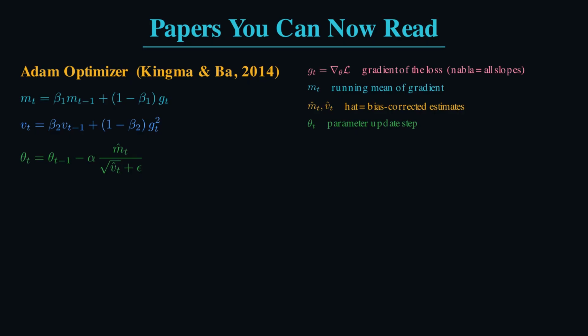And the final line is the weight update. Move theta in the direction of negative M hat, scaled by the adaptive rate. Arg Min is still the goal. Adam is just a smarter way to walk toward it.